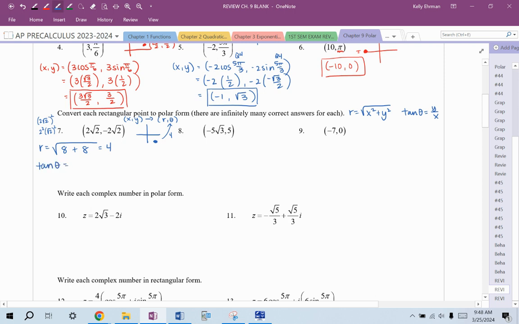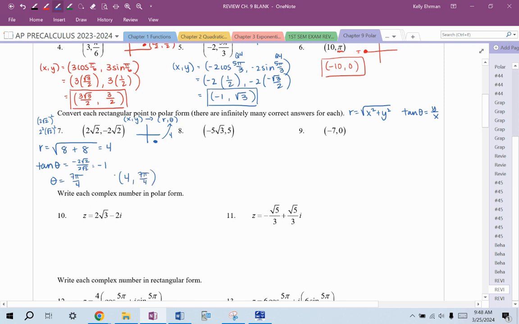Tangent of theta is y over x. So negative 2 radical 2 over 2 radical 2, which divides out to negative 1. So we should know by now that tangent is equal to 1 or negative 1 at a pi over 4 angle. And then again, I want to choose the quadrant 4 angle because that's where this point is sitting. It's in quadrant 4. So what's the pi over 4 in quadrant 4? It's 7 pi over 4. And then I'm going to write my polar point as r theta. So 4, 7 pi over 4.